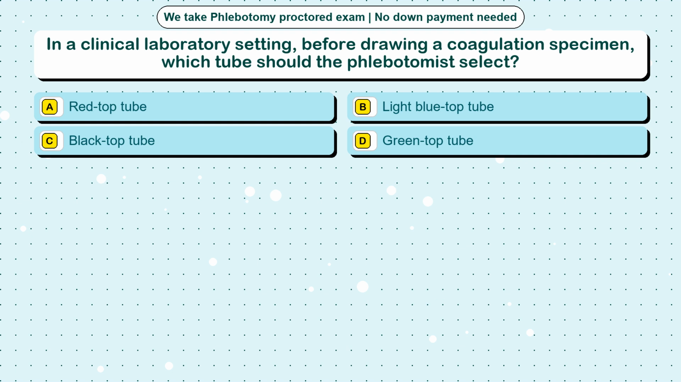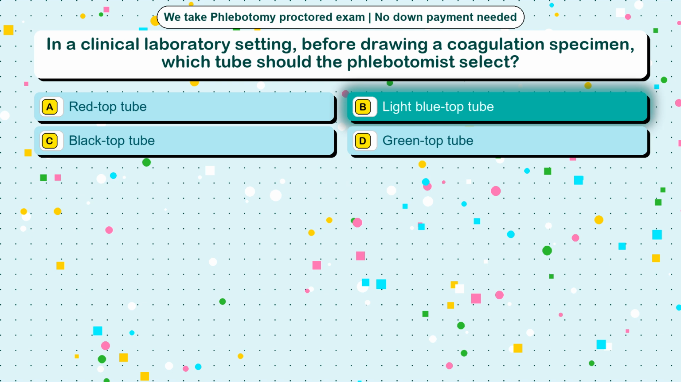Question 57. In a clinical laboratory setting, before drawing a coagulation specimen, which tube should the phlebotomist select? Option A. Red top tube. Option B. Light blue top tube. Option C. Black top tube. Option D. Green top tube. The correct answer is option B.